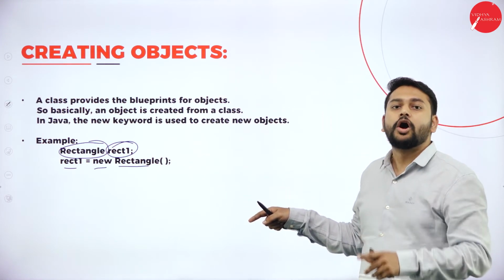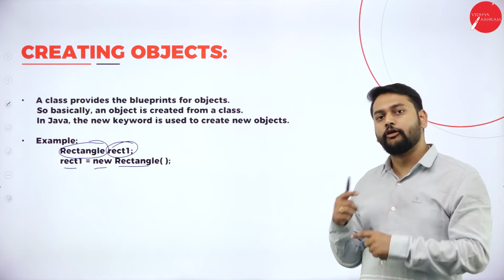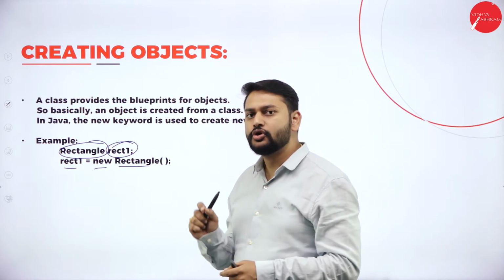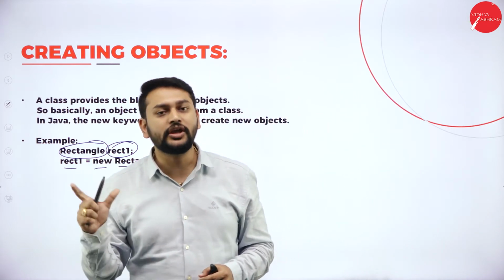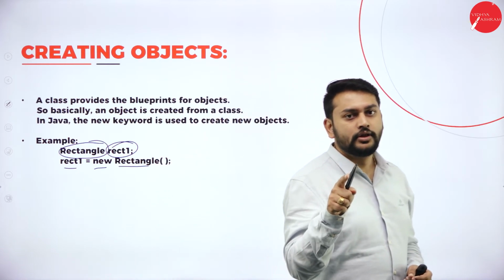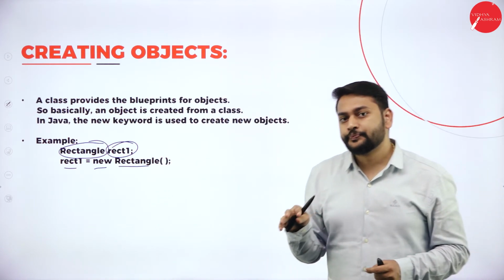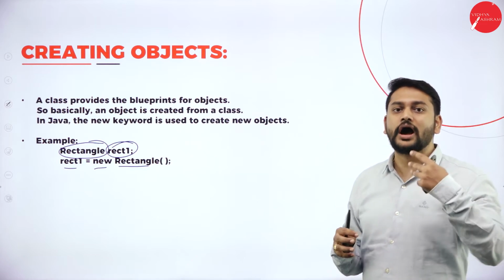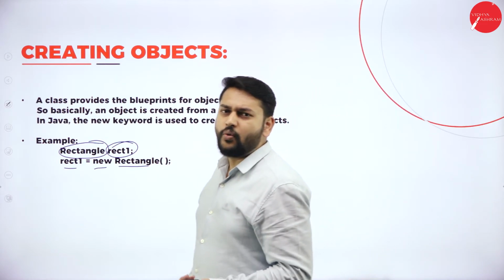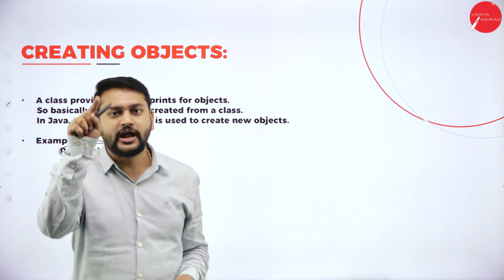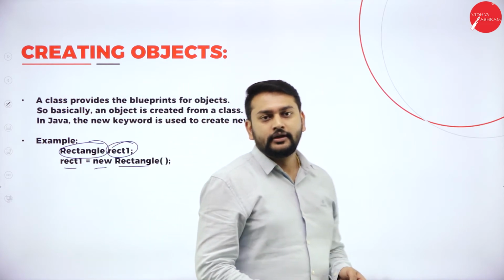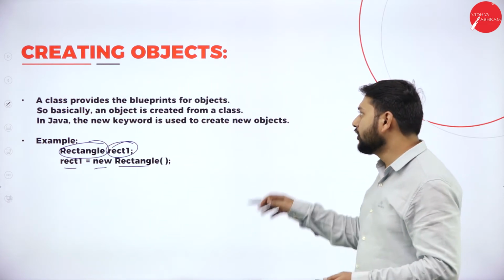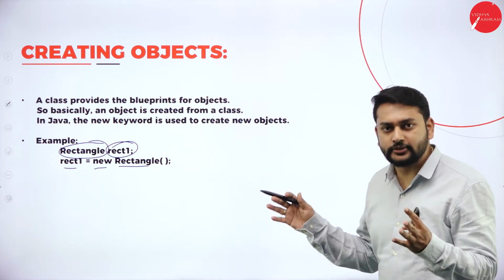So what is the syntax? Class name, object name, semicolon, followed by object name is equal to, you are using the new keyword. New is a keyword which will allocate the memory for you. And then followed by that, you are using the constructor. What exactly is a constructor all about? Keep that question in mind. Alright, so you understood the syntax to create the object.